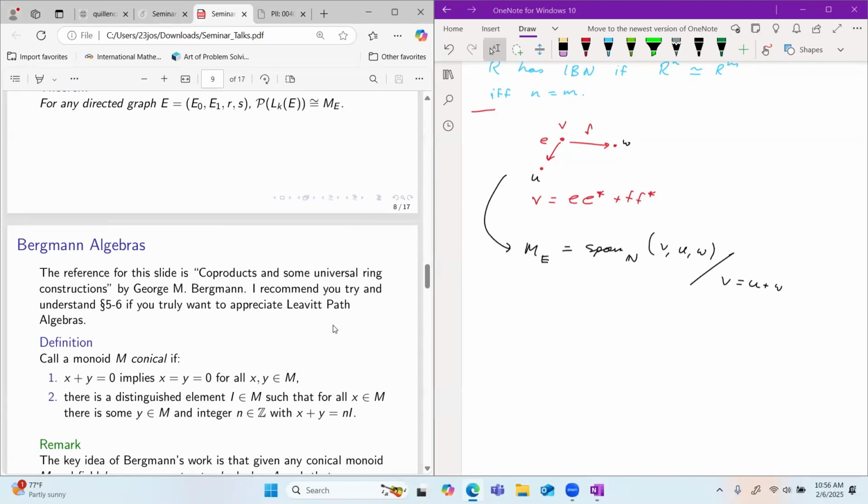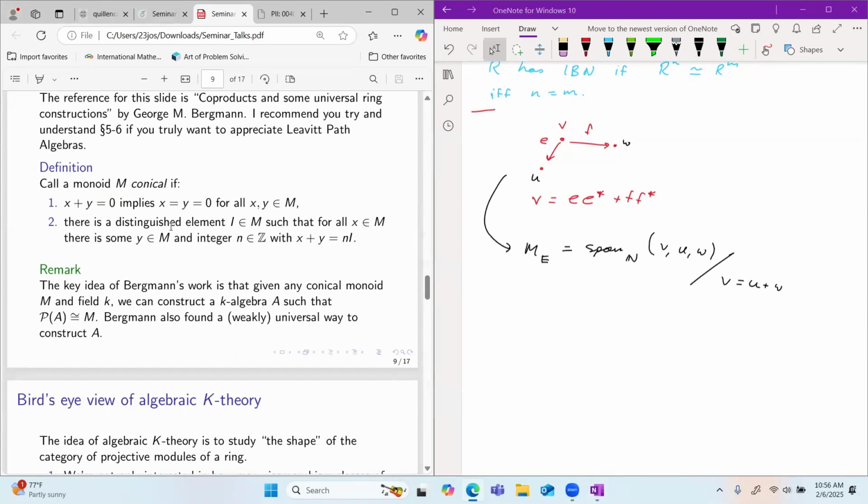And his article essentially introduces what he calls a conical monoid. Basically, a conical monoid is just a normal commutative monoid with the property that if x plus y is 0, then this implies that x and y must both be 0. And the second property is that you need a distinguished element I in your monoid, such that for all x in your monoid, you can find some integer n and some other element y of the monoid, such that x plus y is equal to a multiple of this distinguished element I.